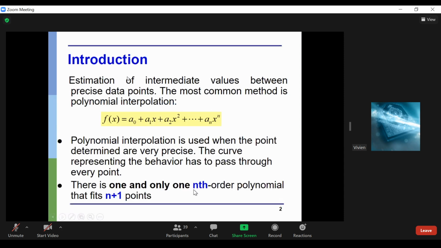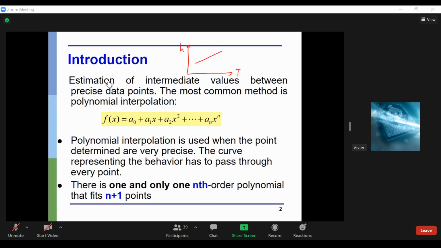So what is actually interpolation? This is an estimation of intermediate values between precise data points. It means that we have data points, and we need to find the intermediate values. The simplest one that we use in thermodynamics is a linear line. For example, here we have the temperature, and we want to find, say, the enthalpy.